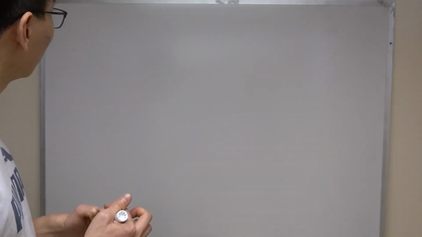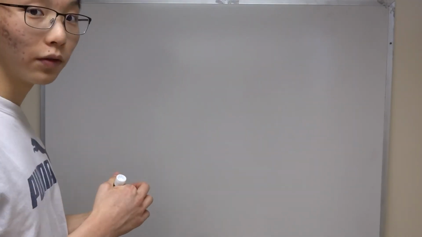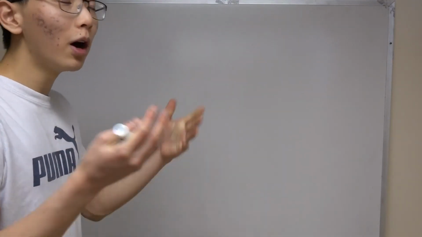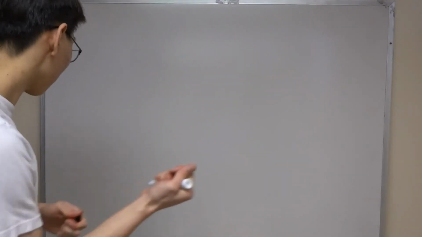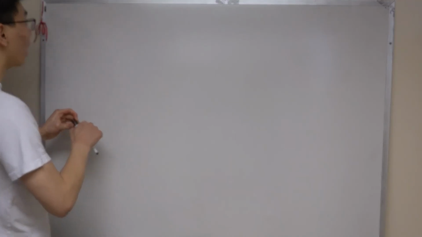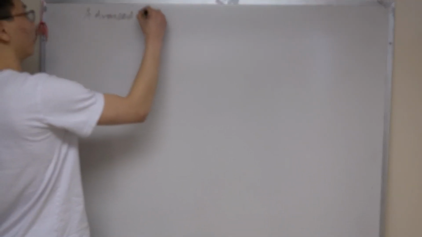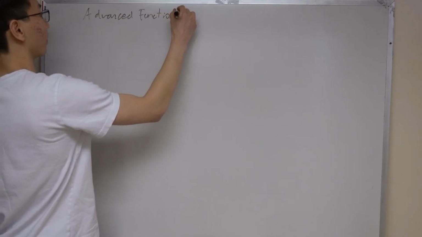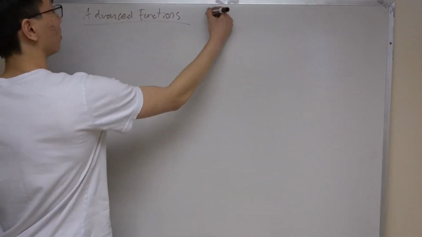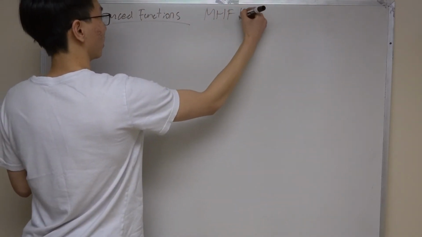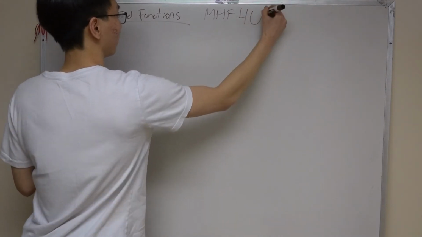Right now, what I want to do, though, is just give you an overview of what we're doing in this course and why you're taking this course in the first place. So this course is called Advanced Functions, and it has this course code. I guess I should write it.